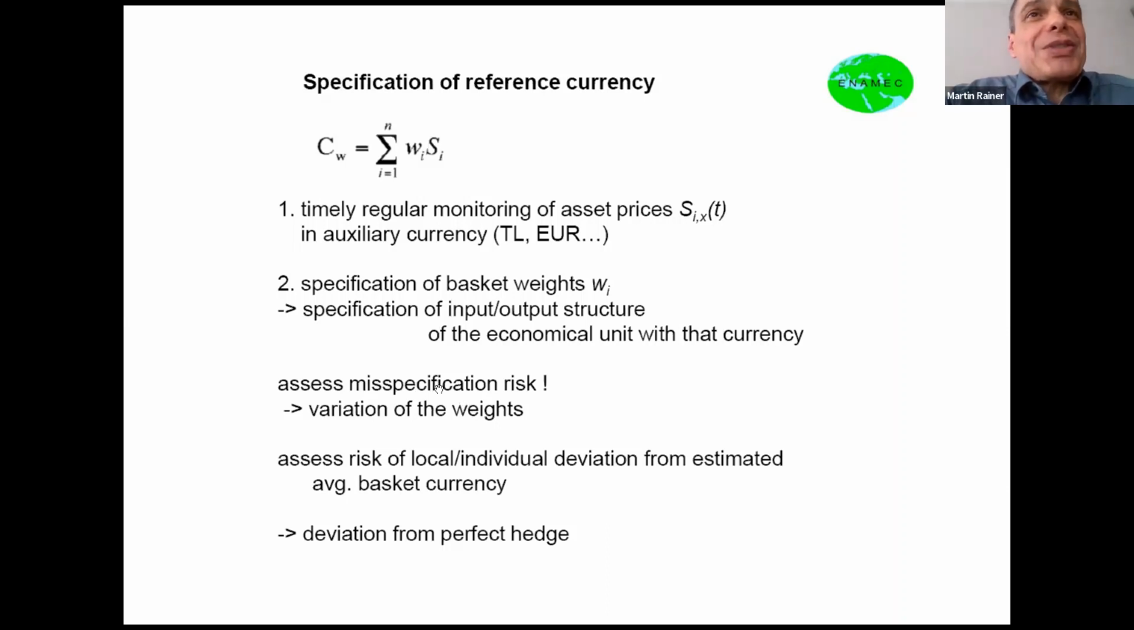So what I should assess is what might be called misspecification risk of weights, and this is something one should study. What happens if these weights are misspecified? They vary by, let's say, 1% or something. And I also should assess the risk of my local deviation, because let's say I have a commodity which varies locally, and I'm inside a larger economic unit with a currency available, but my personal economic structure deviates. How much is my risk under this deviation if I use this currency?